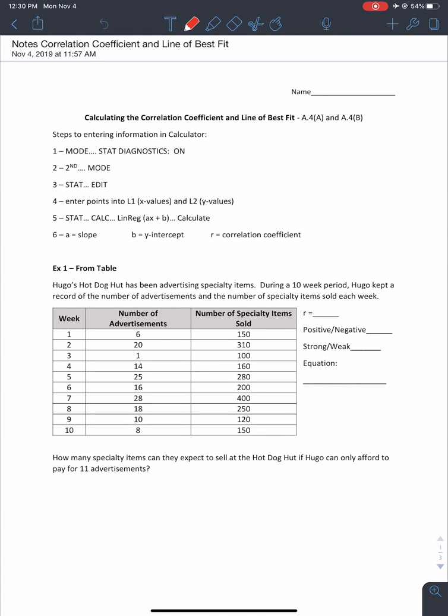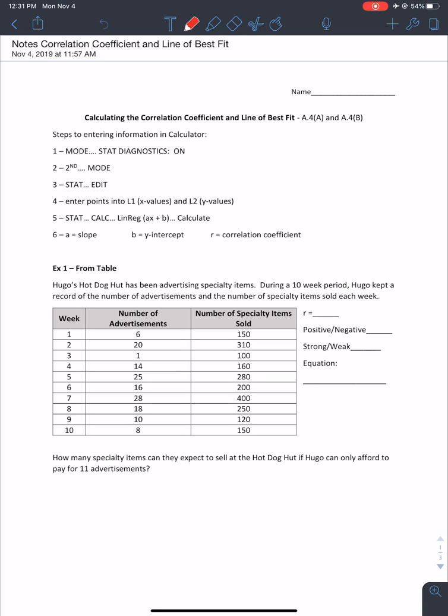All right, so you just learned the definitions for the correlation coefficient and the line of best fit. Example 1 says Hugo's Hot Dog Hut has been advertising specialty items. During a 10-week period, Hugo kept a record of the number of advertisements and the number of specialty items sold each week. So in week 1, he had 6 advertisements and 150 items sold. In week 2, he had 20 and 310 sold.